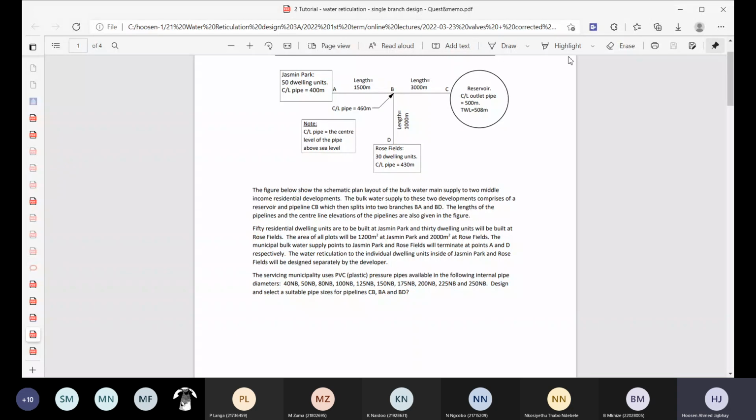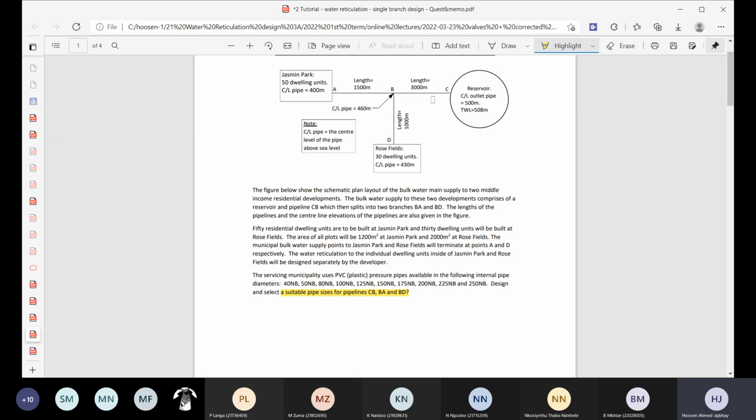Select a suitable... Yeah, okay. I just want to go through this here. Let's get my highlighter. Right. You have to select a suitable pipe size for pipelines CB, BA and BD. Now, in the solution that I've given you, I've done it for CB and BA, and I left it to you to do BD. You can still do BD. It will be similar to the procedure that's followed in BA.